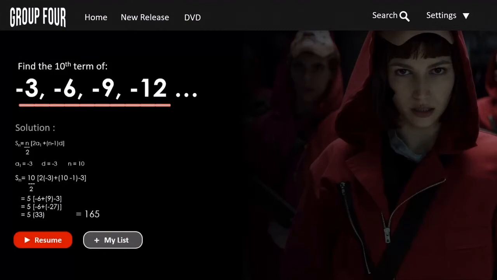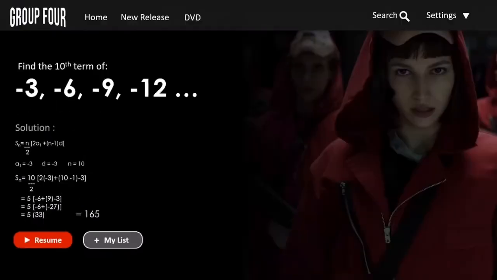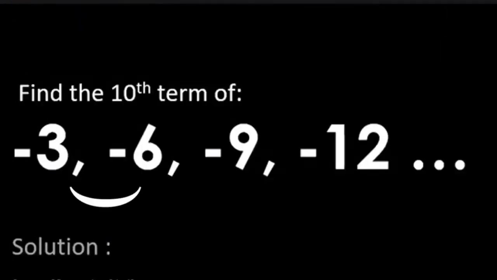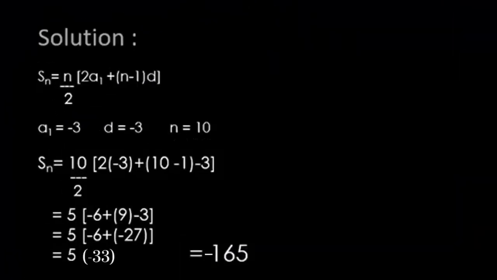For number 2, we're going to find S sub 10 for negative 3, negative 6, negative 9, negative 12. We're going to use the same formula. Then determine a sub 1, which is negative 3. The difference is negative 3. You subtract the first term from the second term, which is negative 6 minus negative 3, and that equals negative 3. And n is equal to 10.